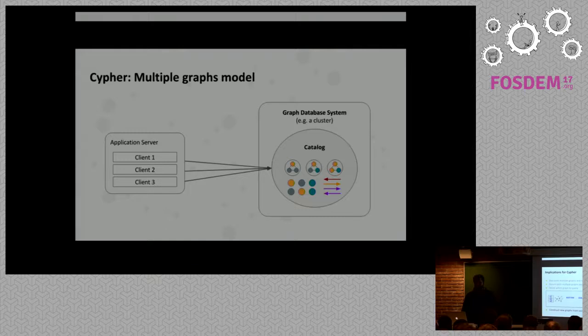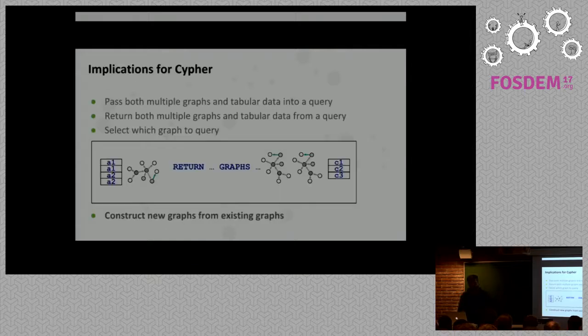And what does it mean for a language like Cypher to do that? Well, you need to pass both multiple graphs and tabular data into a query, you need to return both multiple graphs and tabular data from a query.